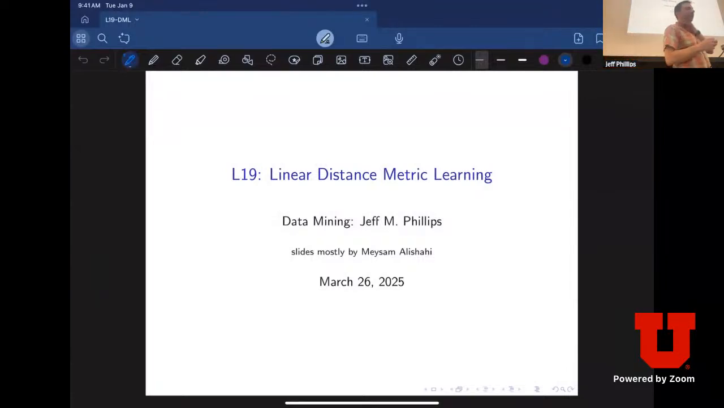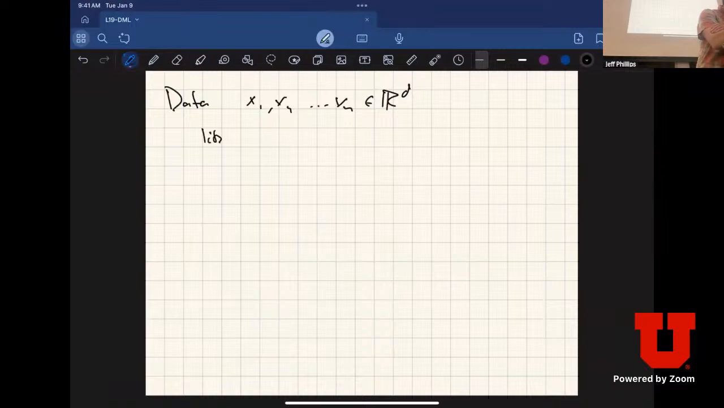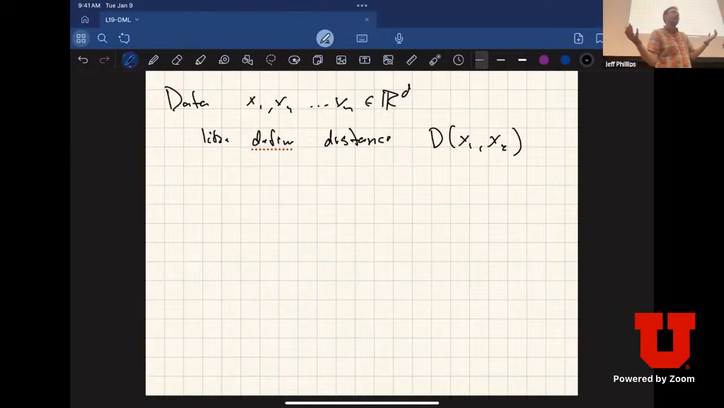In this lecture, I want to cover three different techniques in the form of distance metric learning, kind of three different perspectives on the problem. The idea is that you have data x1, x2, up to xn in R^d, and you would like to define a distance between them. For any xi, xj, you want to find a distance, but you maybe don't trust the native Euclidean distance, which is just the norm of x1 minus x2. The native Euclidean distance might not be the right thing.